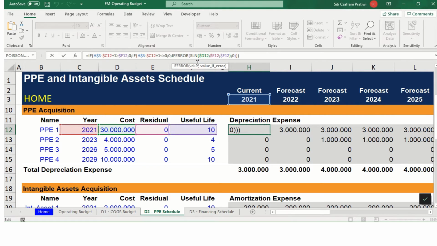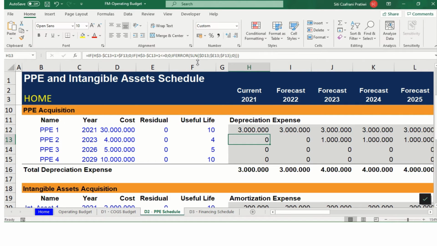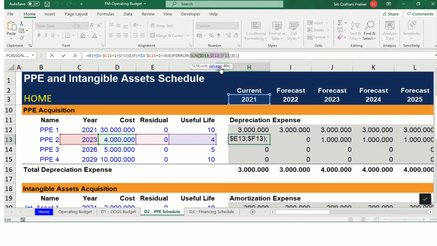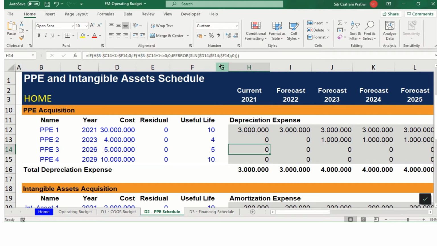Actually, if you just use the SLN here, you will get the depreciation value. However, it is not flexible enough, because if you want to calculate PPE number 2, you have to start from 2023 manually if you just use the SLN. I want to make a highly flexible formula. That's why I add another argument here.